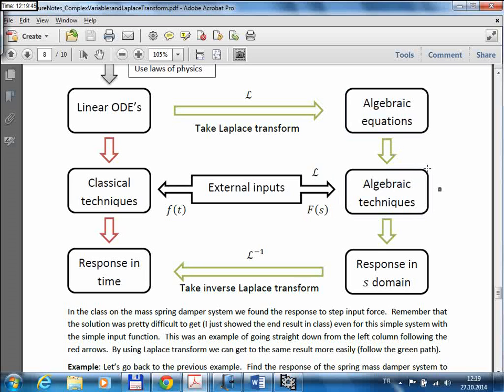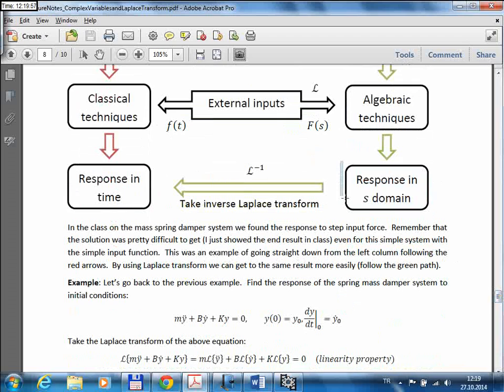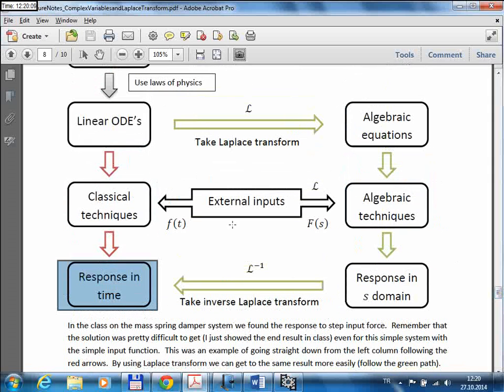Instead of trying to solve the differential equation in time domain, we simply solve these equations, and then we obtain the response in S domain. And then we can take the inverse transform of the response in S domain and obtain the response in time domain. So we take a longer path, but this longer path is in fact much easier compared to the shorter path, since it doesn't involve differential equation solving. So this is what we do in system analysis.